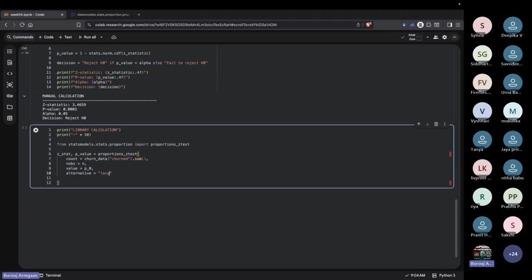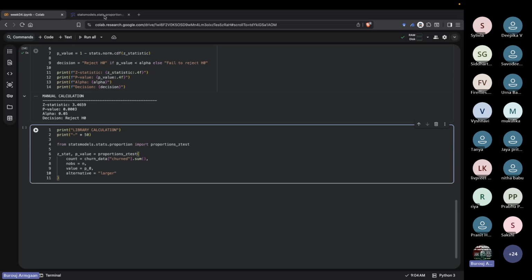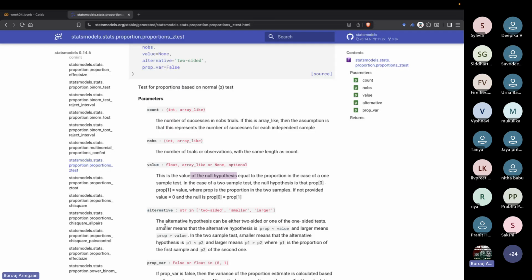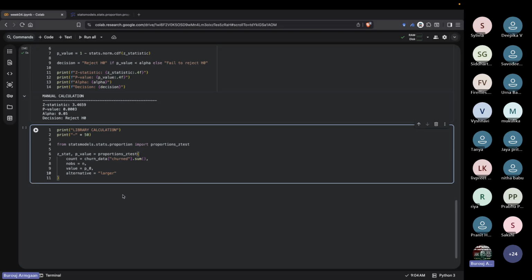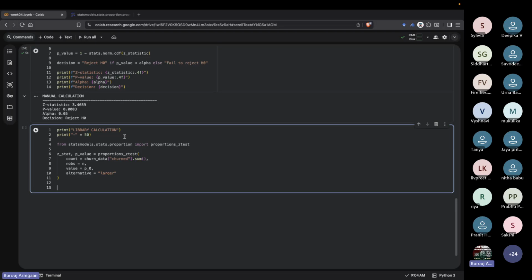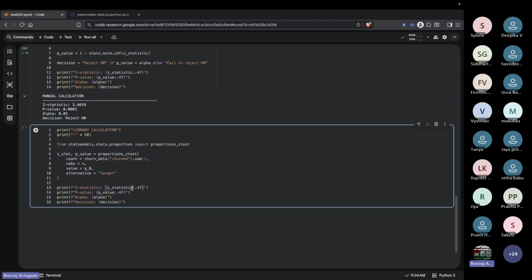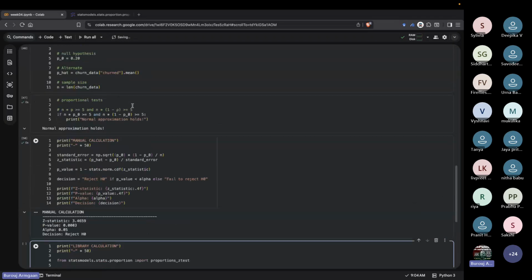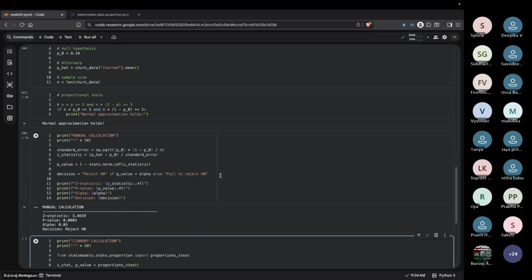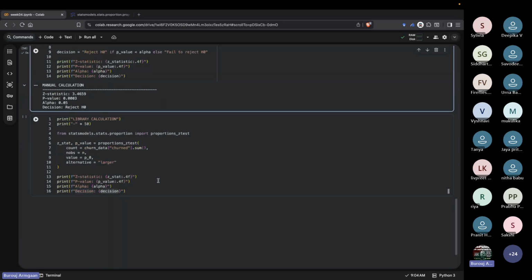The next thing is the alternative. We don't have to do a two-sided test. We are doing a one-sided test on the larger side. So that is the final thing. Suppose we run it like this and we keep the default value of the prop value. Let's see what happens. Then we print all of this: the z star, the p-value, alpha, and the decision.